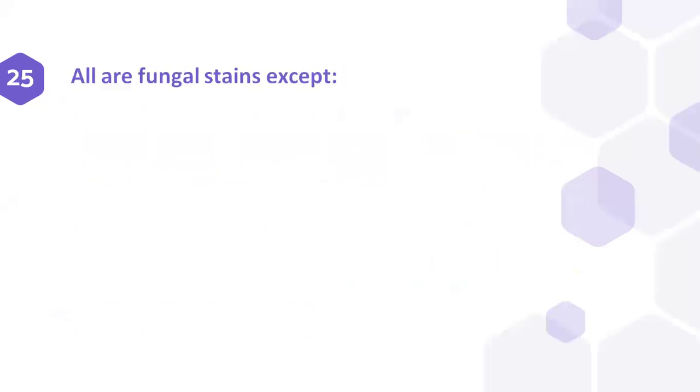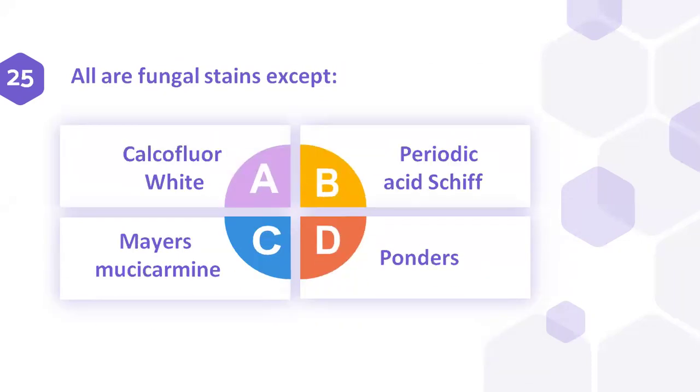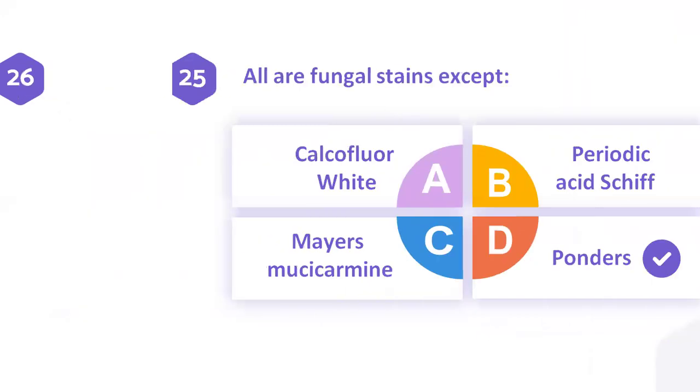Next question, all are fungal stains except option A, calcofluor white, option B, periodic acid Schiff stain, option C, Mayer's mucicarmine, and option D, Ponder's. So here the right answer is option D, Ponder's. Calcofluor white, periodic acid Schiff stain, and Mayer's mucicarmine, these three stains help to identify the fungi. They are fungal stains. Ponder's stain helps to identify Corynebacterium diphtheriae. Here the right answer is option D.